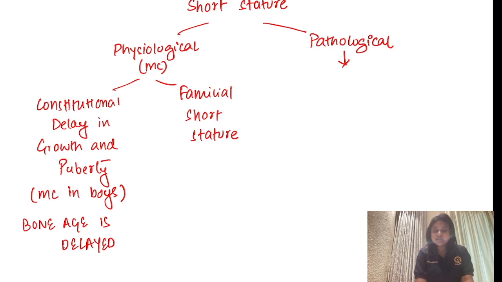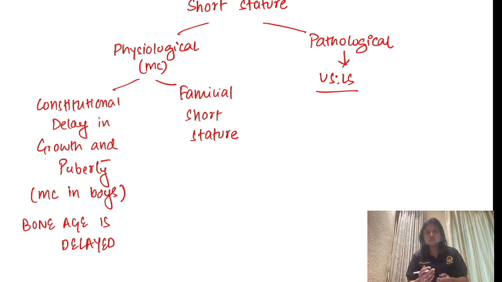Usually here we assess whether it is a proportionate short stature or a disproportionate short stature. To understand this, we usually do the upper segment lower segment ratio. As we know, the upper segment lower segment ratio at birth is 1.7:1, at 3 years it's 1.3:1, and at around 8 to 10 years it comes to around 1:1, right? So if the upper segment lower segment ratio is proportional, we call it proportional short stature.